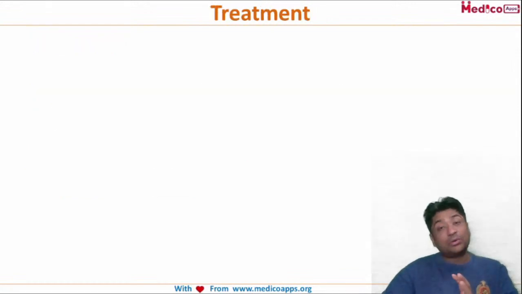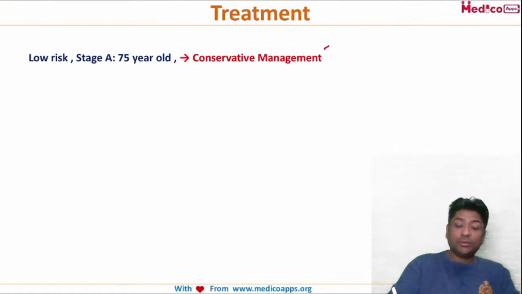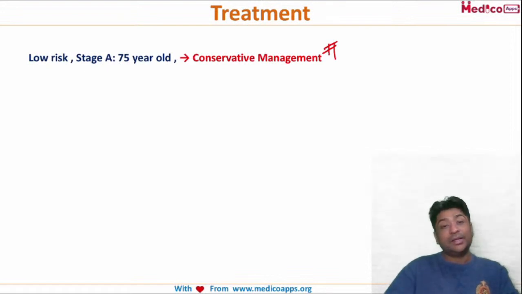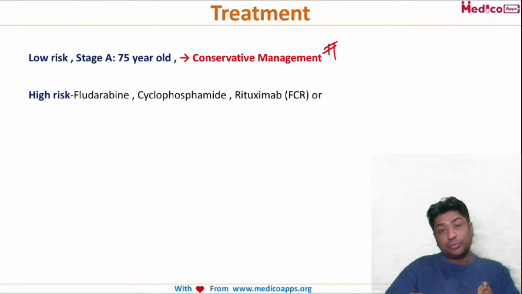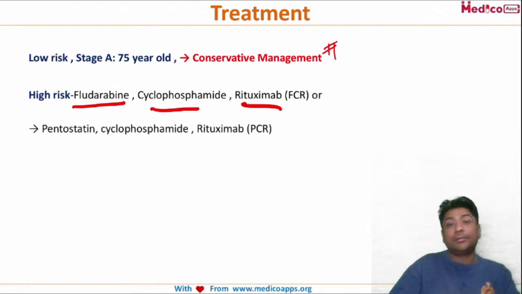At the start I told you these patients are relatively old, 72, and this tumor is a very slow growing tumor, so they may not tolerate chemotherapy. If it is a low risk patient, or an older patient, then you will primarily go for conservative management. If it is a high risk patient, a high grade tumor, then you will use two protocols, either FCR or PCR. FCR is fludarabine, cyclophosphamide, and rituximab, and PCR is pentostatin, cyclophosphamide, and rituximab.